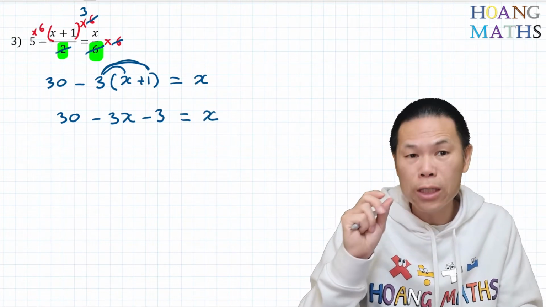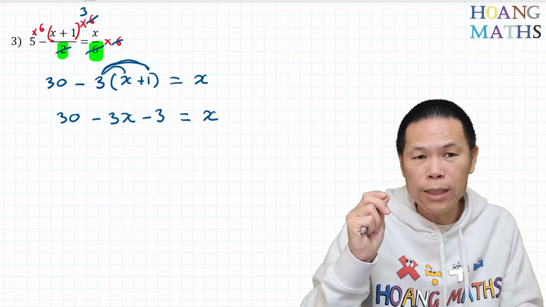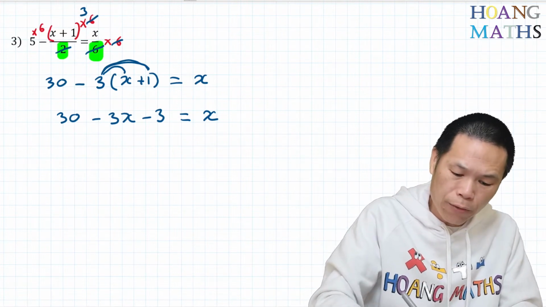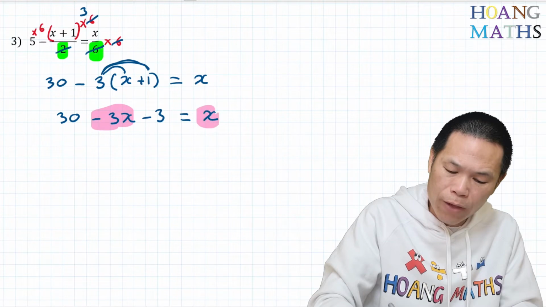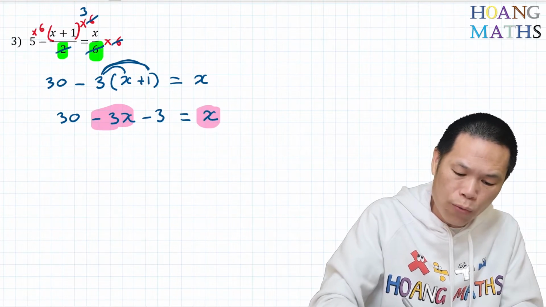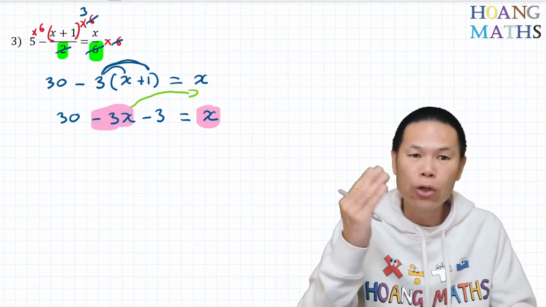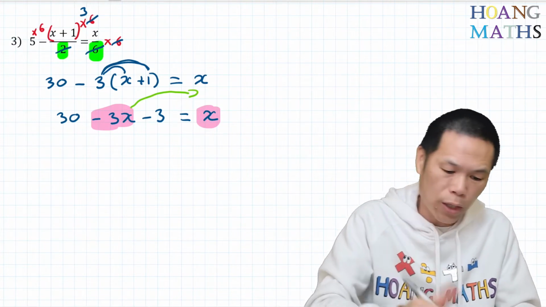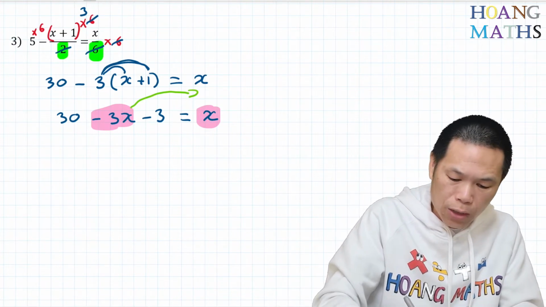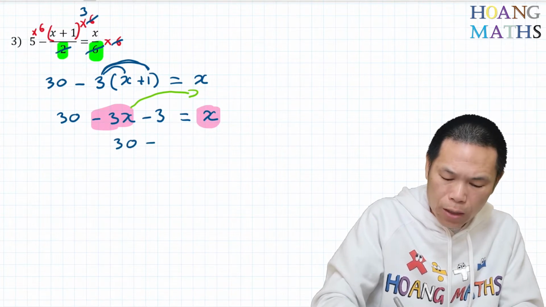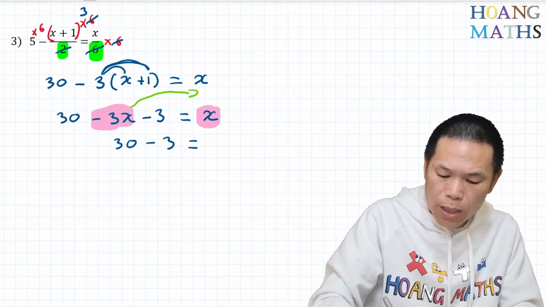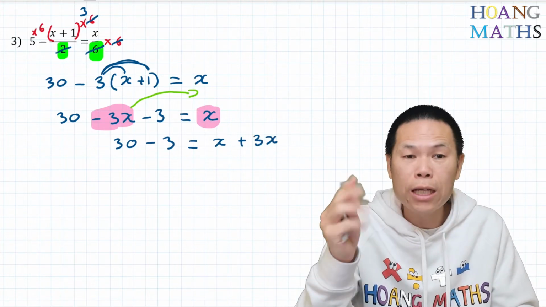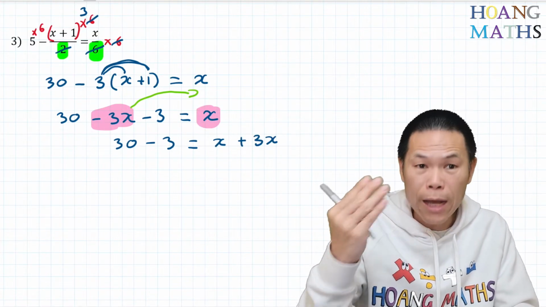So what I do now is I just move x on one side and numbers on the other side. So we have negative 3x here, and we have x here. Better if we move this to this side. So now on the left hand side, we're left with 30 minus 3. Let me just write this down first: 30 minus 3 equals x plus 3x, because the minus 3x, you move to one side, becomes plus 3x.